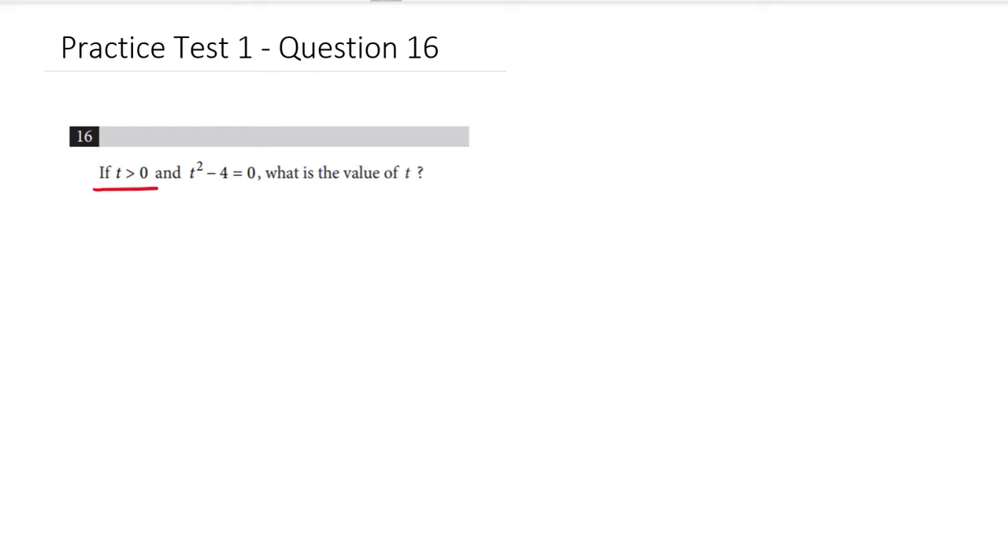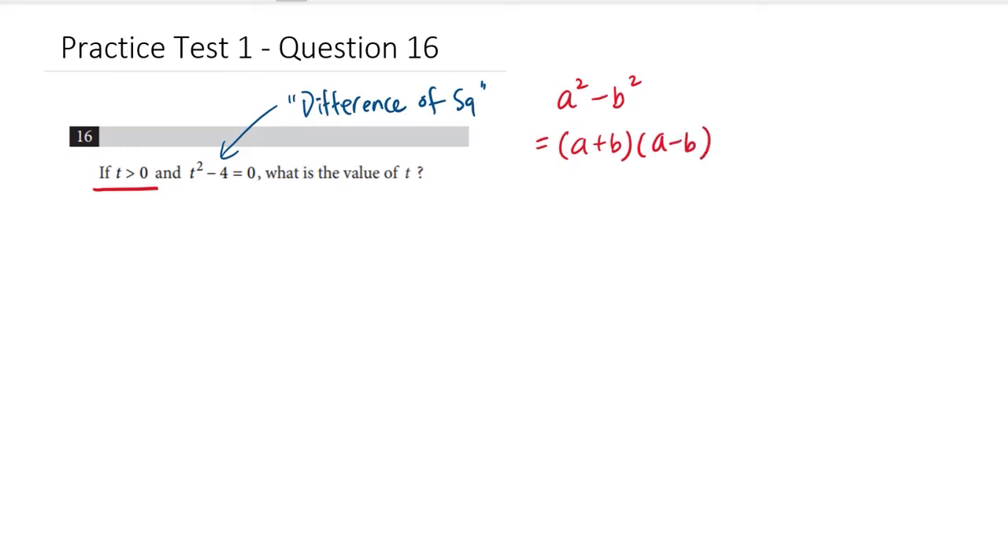Okay, so in this part, t squared minus 4 is a difference of squares, which means you have to know how to factor this difference of squares expression. Make sure you review. When a squared minus b squared is given, it can be factored as (a plus b) times (a minus b). This is in that form, so we can factor this equation as (t plus 2) times (t minus 2) equal to 0.